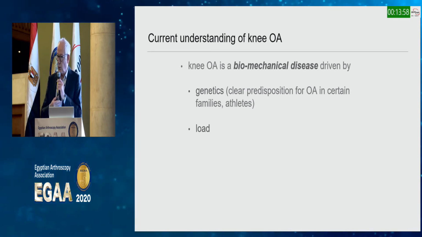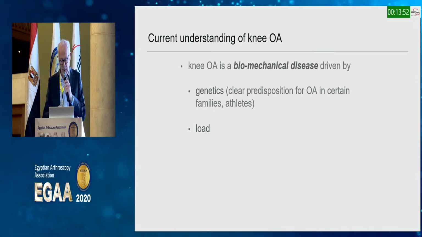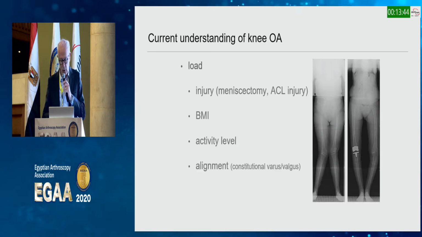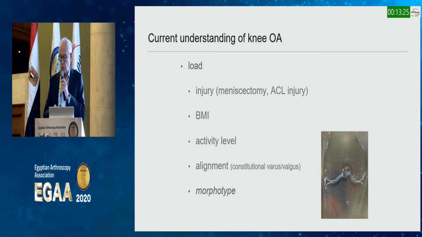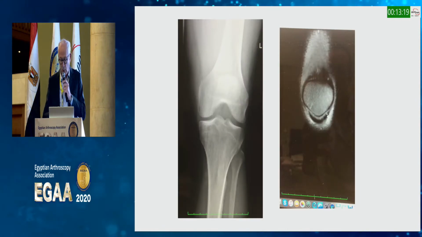Osteoarthritis, we've heard this time and again, obviously is a biomechanical disease, and genetics has to do with it. We don't really know how much, but it has to do with it, and of course load and gravity is essential, because in this load, you may be injured, you may be overweight, you depend on the activity level that you perform with your knees. Alignment, obviously, we know that very well, how important that is. But then comes this new element about morphotype. One knee is not like the other one.